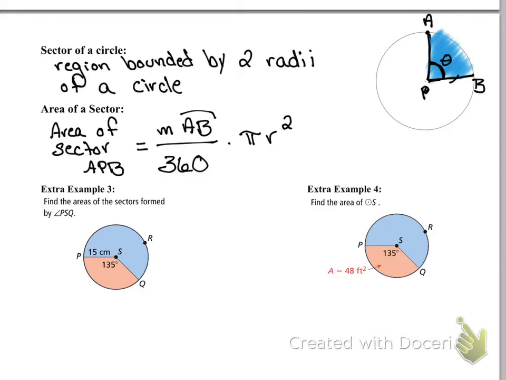Okay, do you see that's very similar to when we talked about the length of that sector? Remember we talked about the length of this arc, the length of that arc. If I'm talking about the length of this arc, again, it's that part of the whole entire arc, which is 360. So it's the same idea here.